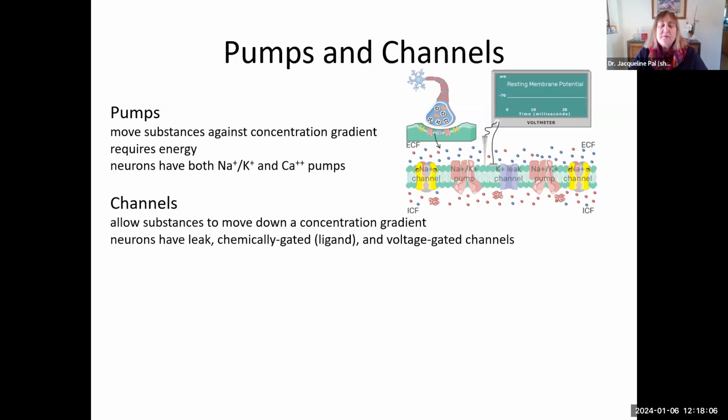As far as channels, they do not require ATP. They are facilitating diffusion, allowing substances to move down a concentration gradient. And in the neuron, we are going to have leaky channels. We're going to have chemically gated channels, which you may have learned as ligand channels. Those two terms are synonymous with each other. Chemically gated, you can call ligand. Ligand, you can call chemically gated. No deduction for using either term, and I will use both terms during this course. And then the third type are going to be voltage gated channels. And then there's a fourth type I will mention briefly at the end.